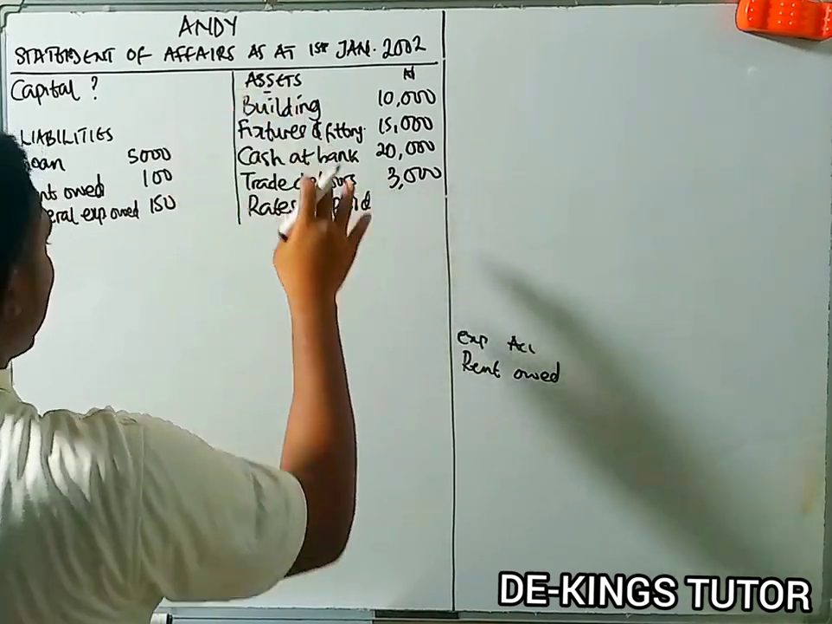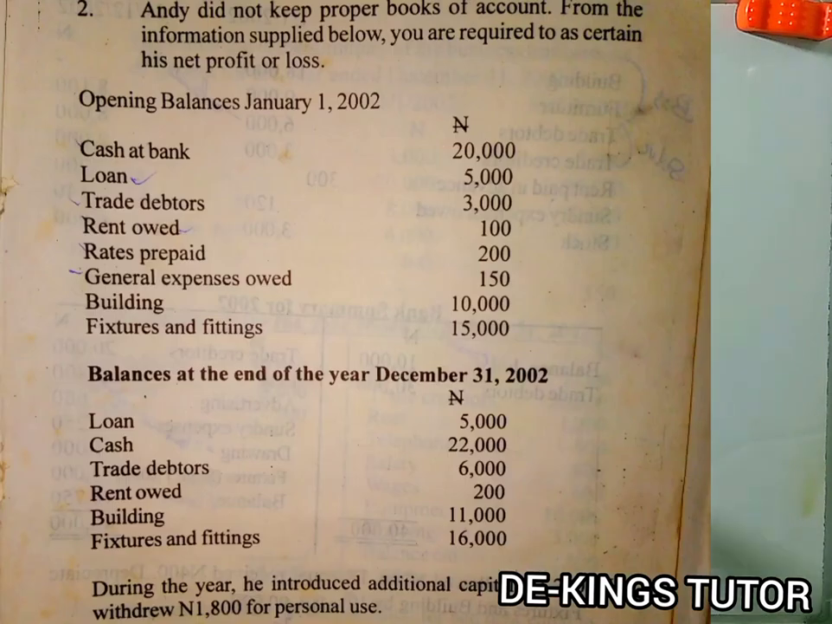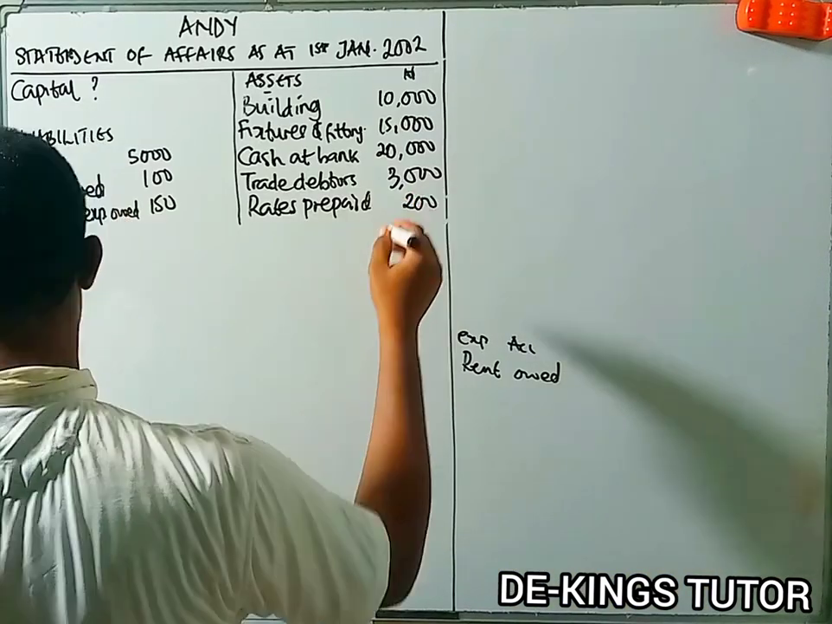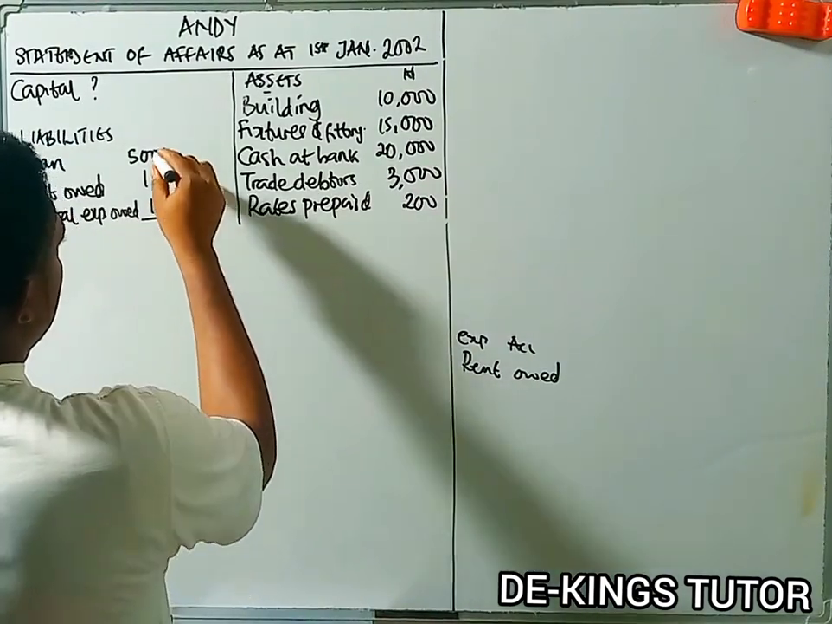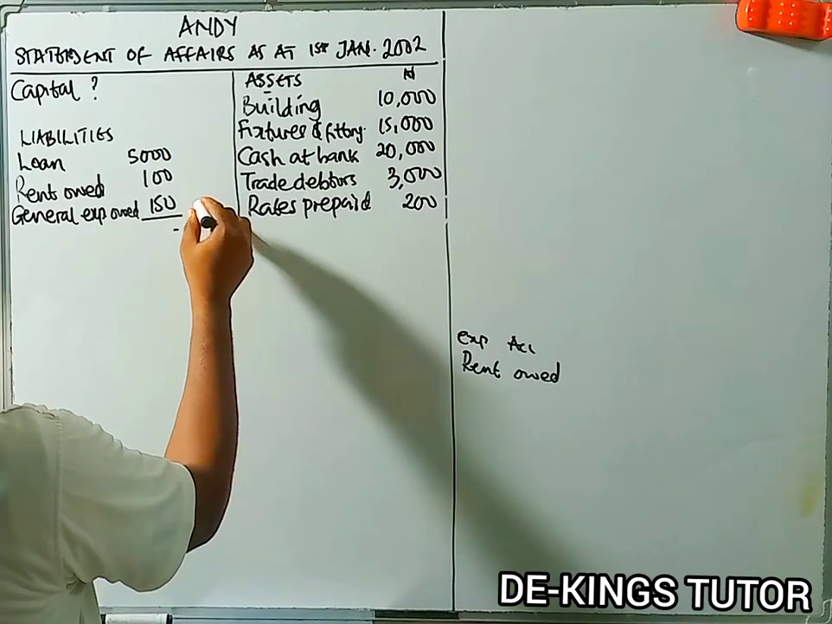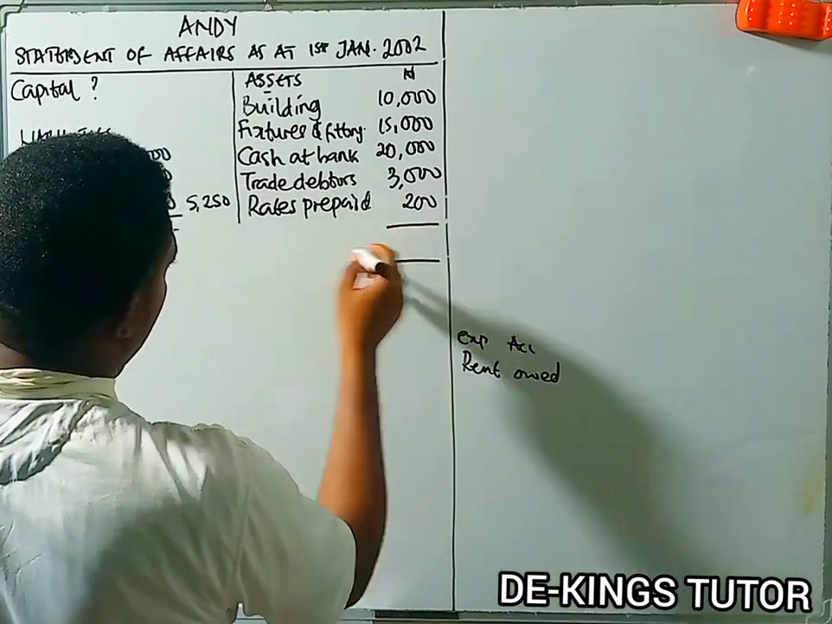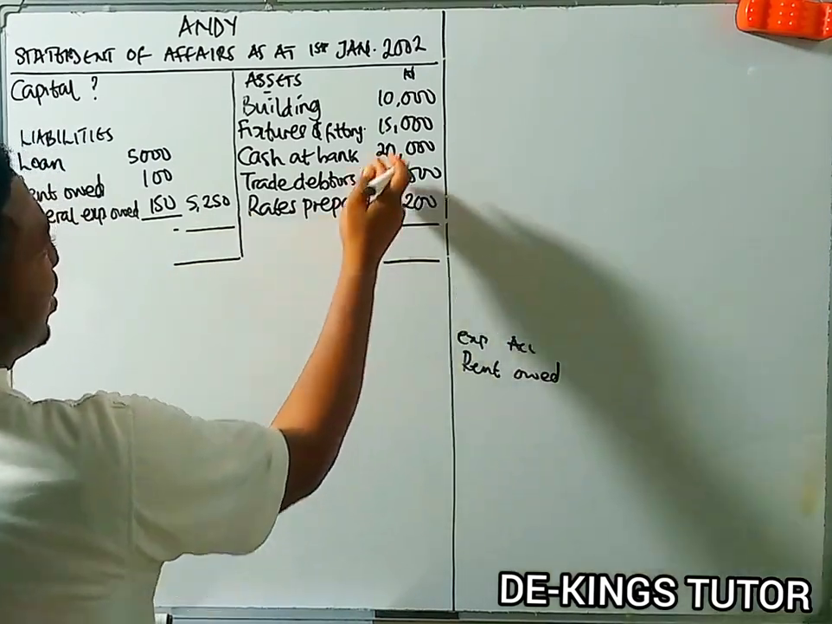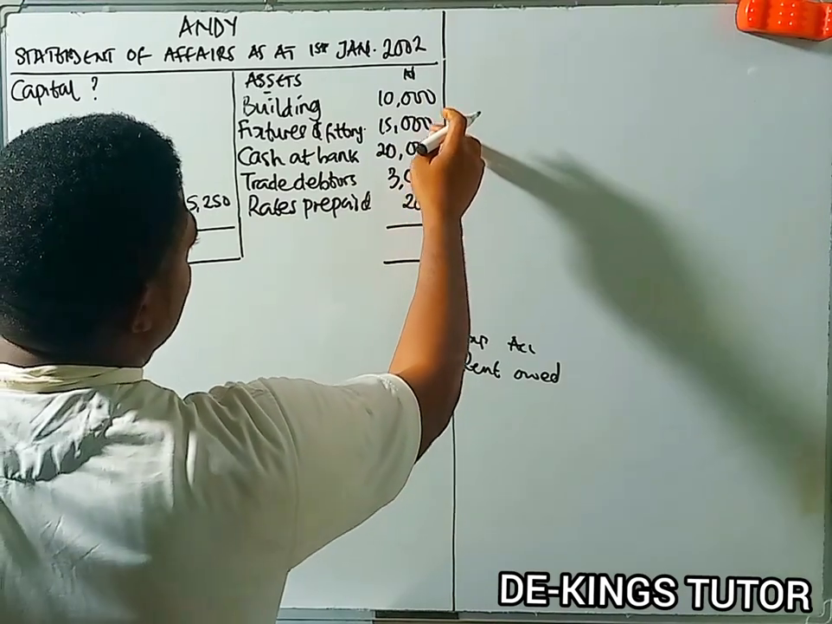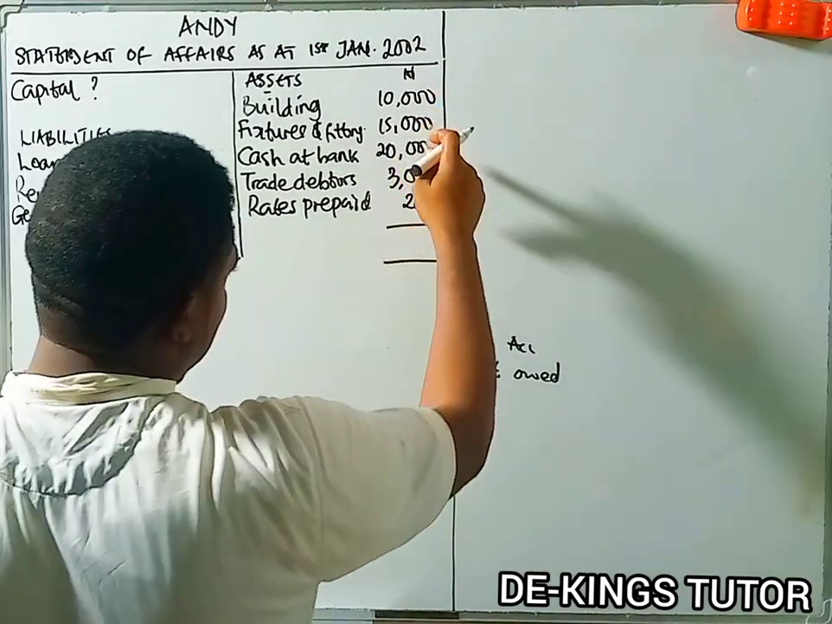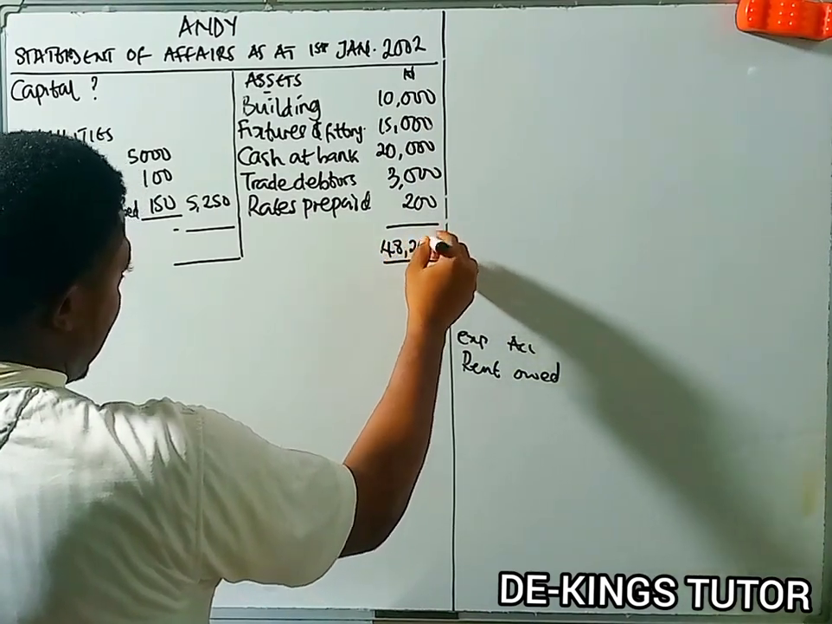Now all these items came from the opening balances. Take note, okay? Rates prepaid is 200. So now this will give us 5,000 plus 100 plus 150, which gives us 5,250. Okay, so if you watch it very well, you'll notice this side will be greater than this. So let's get the total of this. 20 plus 10, 30, plus 15, 45, 48,200. So we'll have 48,200.